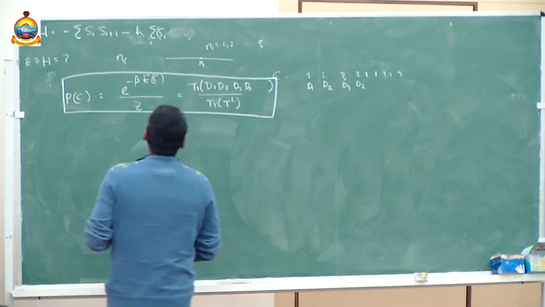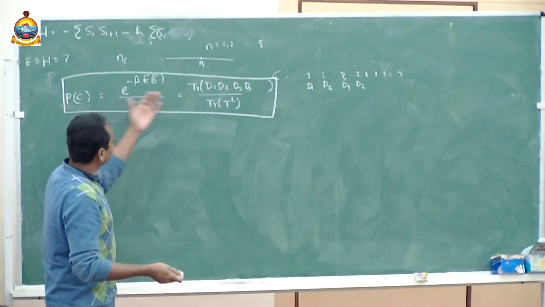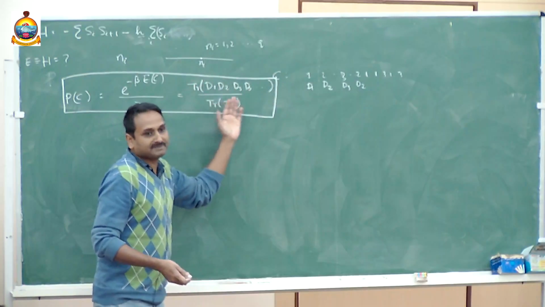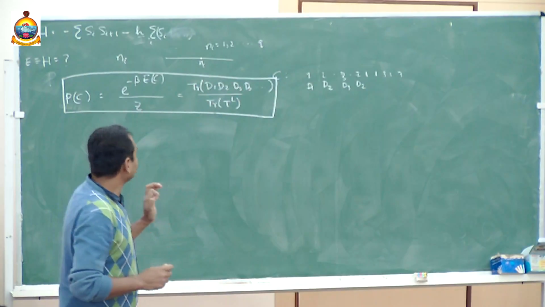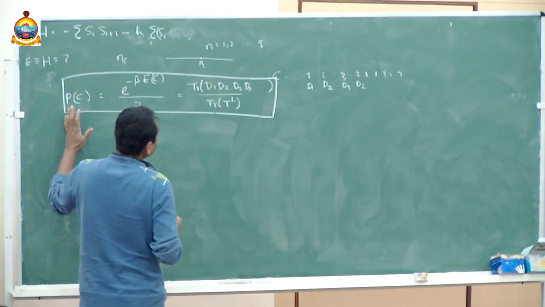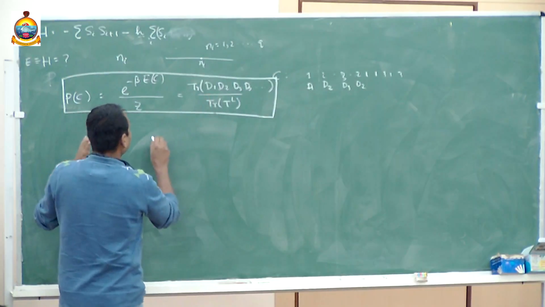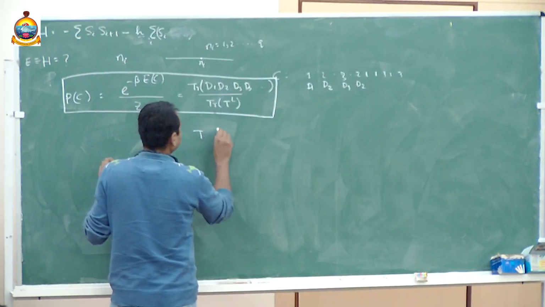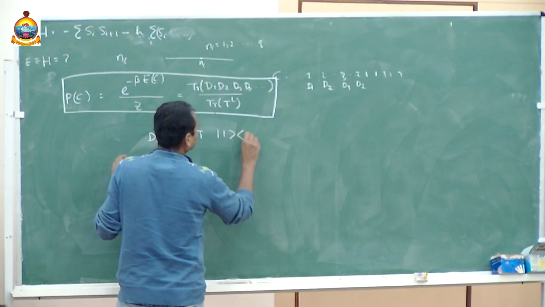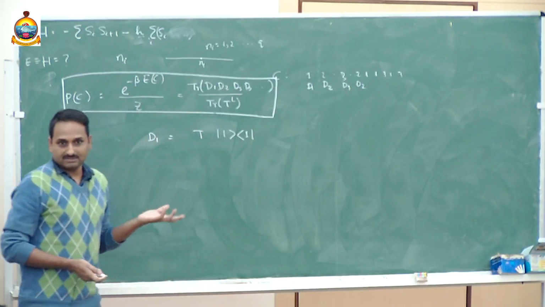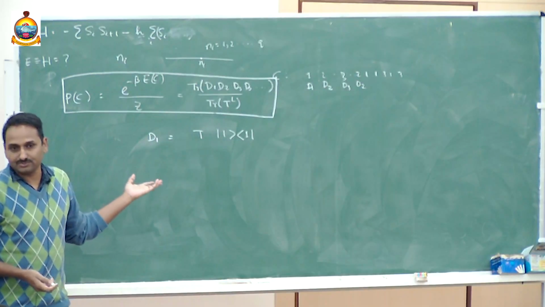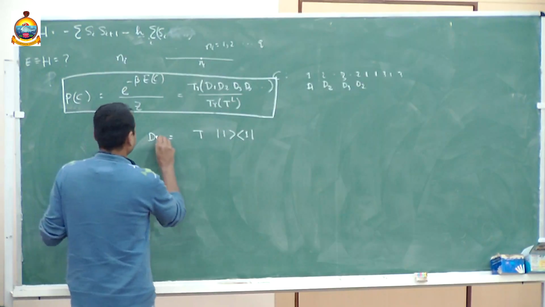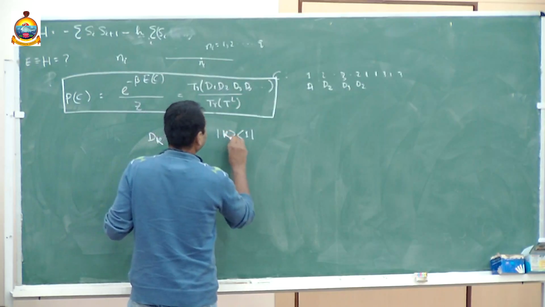Okay, great. So P of C is just the trace of this divided by trace of T to the power L. So now D1, for example, is equal to T times (1,1). That's what we wrote earlier. So D_k equals T_kk.